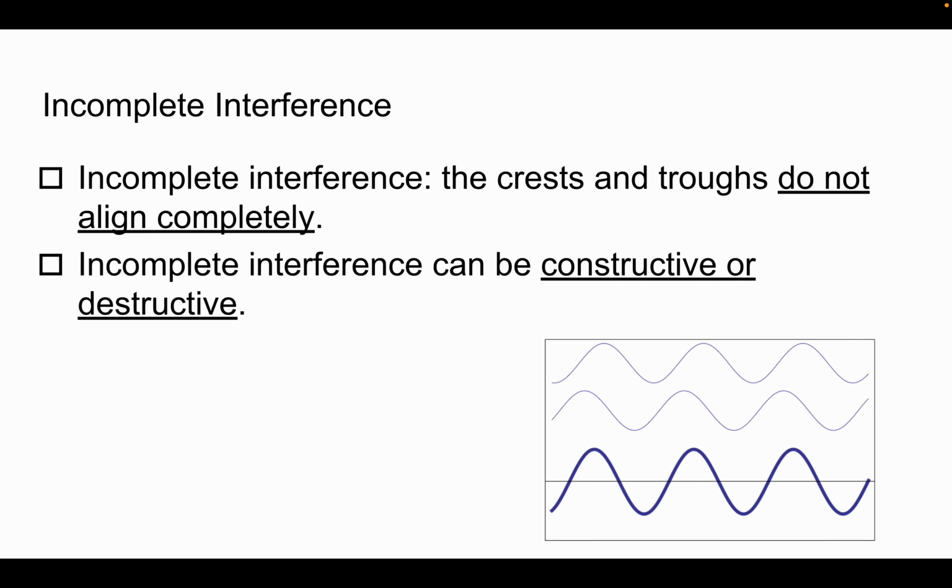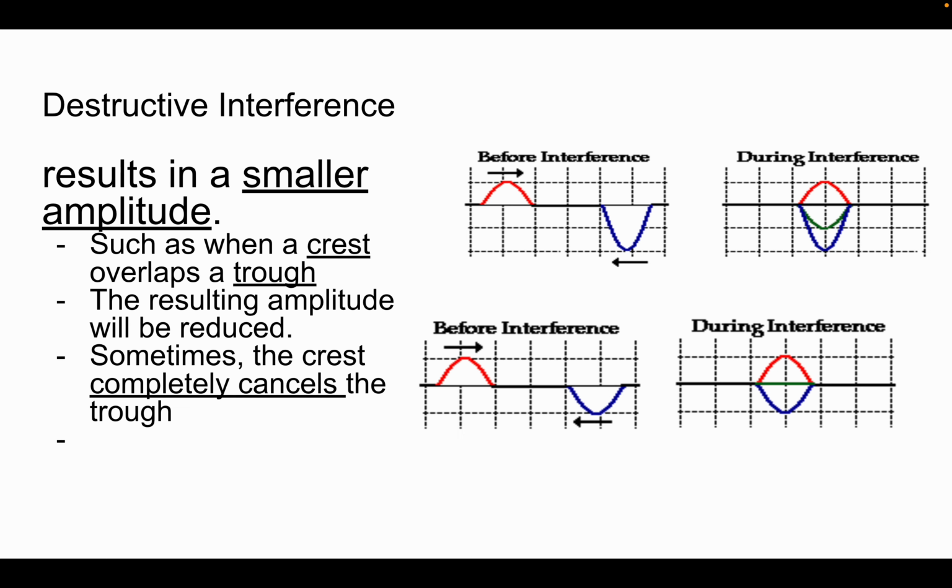Incomplete interference, though, is when the crests and troughs do not completely line up. And incomplete interference can be constructive or destructive. You can see in this picture in the bottom right that these crests and troughs do not exactly match up, and therefore in this case we have incomplete interference.